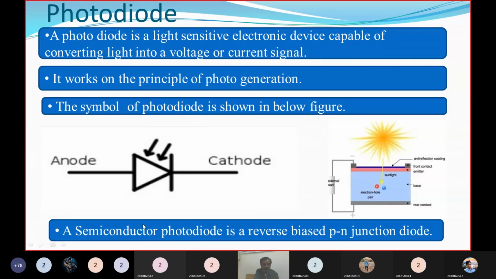In the next diagram, the semiconductor photodiode is a reverse biased PN junction diode. So this is connected as reverse bias. Reverse bias means the positive terminal is connected to the N region and the negative terminal is connected to the P region. Then it is called reverse biased.